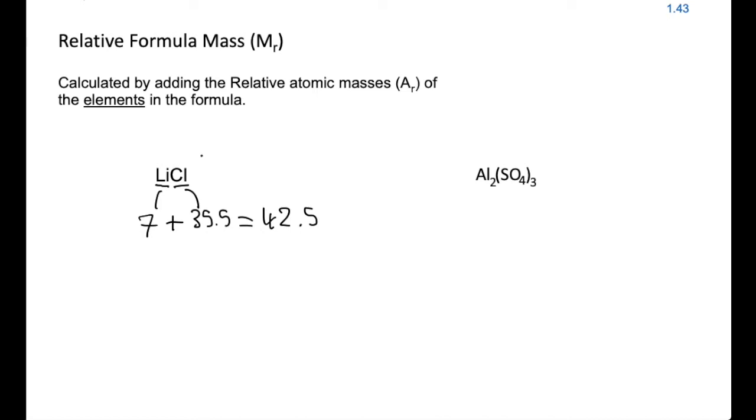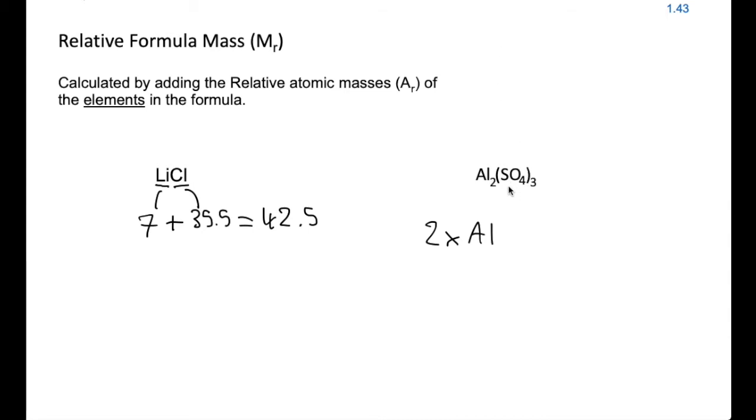A bit more of a difficult example is aluminium sulfate, which has this chemical formula, and it might make you feel a bit ill. But I promise you, it really isn't too difficult. If you break this down into steps, you can get the relative formula mass of something like this. So if we look at the formula, we have two aluminium atoms in this formula. And we have three of these sulfate ions, indicated by the number 3 next to the bracket.